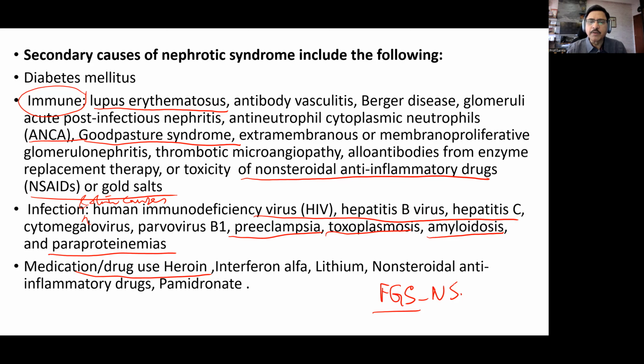Most importantly, nephrotic range proteinuria can be seen in patients with pregnancy, third trimester, preeclampsia. Toxoplasmosis, amyloidosis, and paraproteinemias are also other causes. As far as drugs are concerned, heroin and other addictive drugs, not only heroin, other addictive drugs like marijuana and other things also, interferon alpha, lithium, NSAIDs, and pamidronate. What is pamidronate?